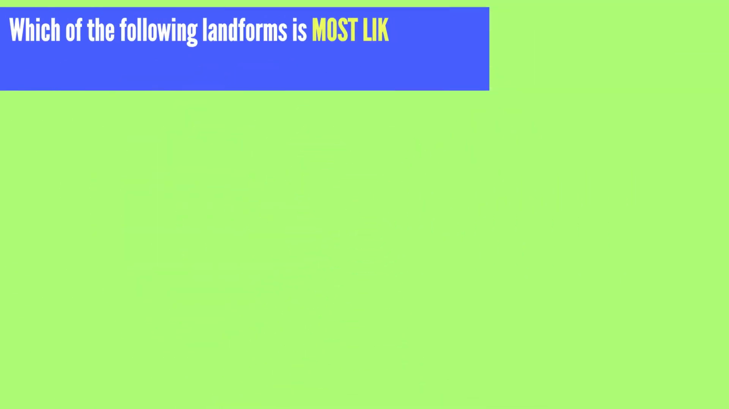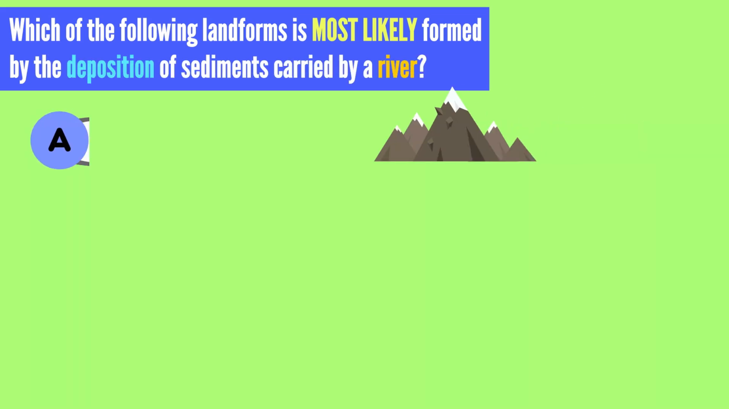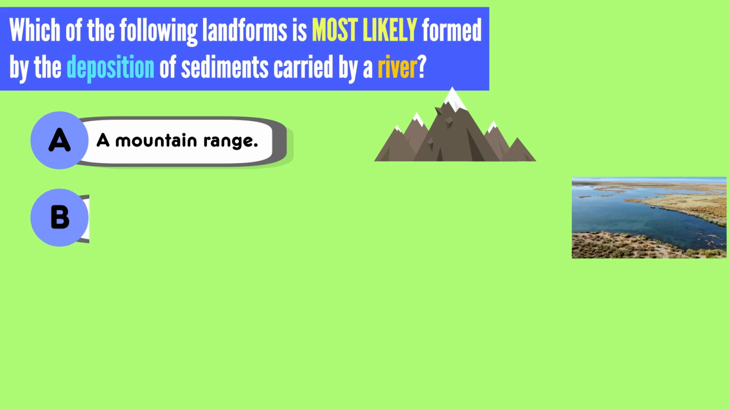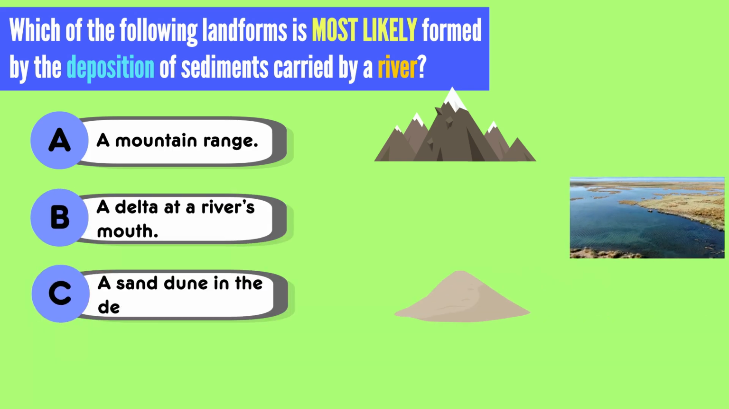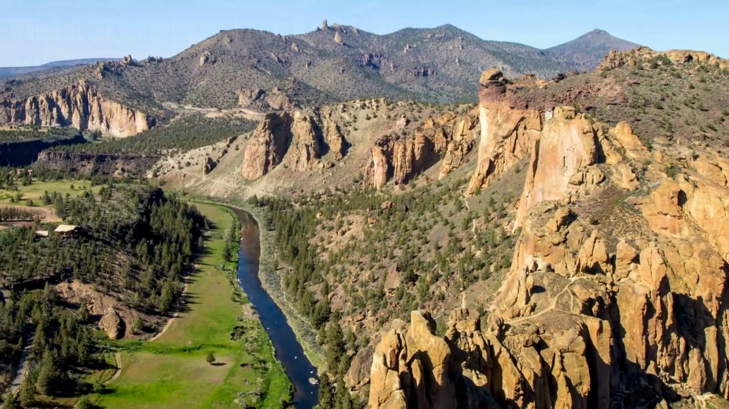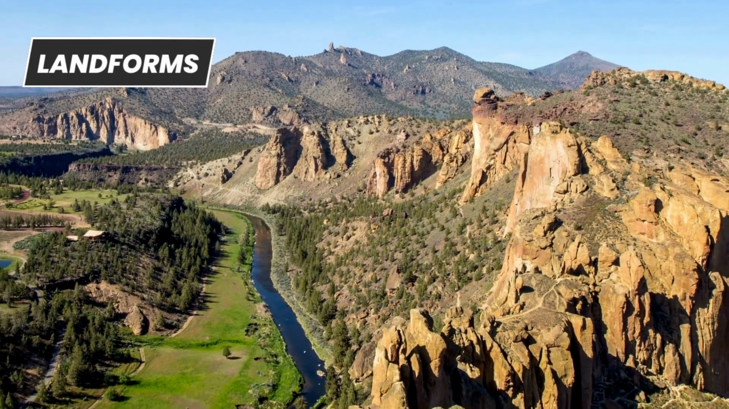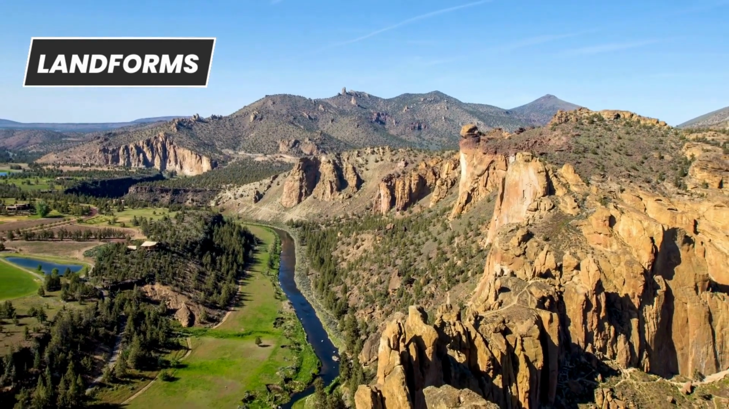Next challenge. Which of the following landforms is most likely formed by the deposition of sediments carried by a river? A, a mountain range. B, a delta at a river's mouth. C, a sand dune in the desert. D, a canyon carved by a river. Guiding question: Consider which landforms result from the sediments being deposited rather than removed by erosive forces.